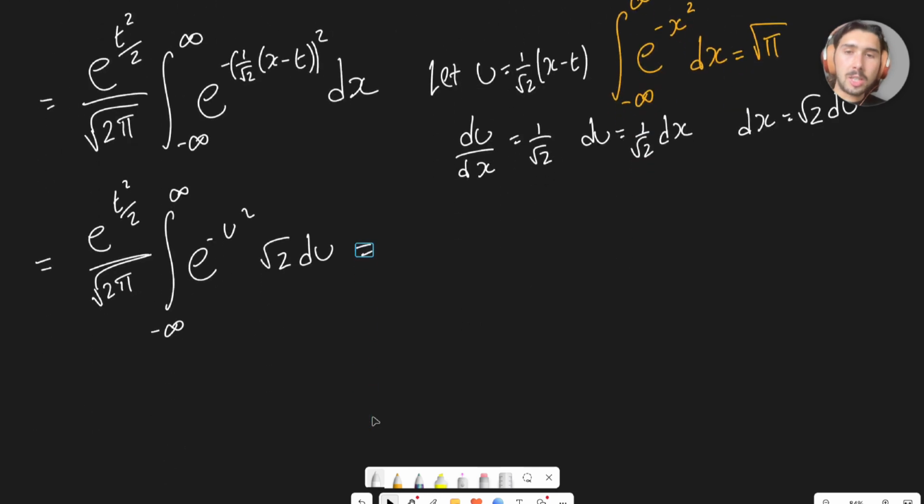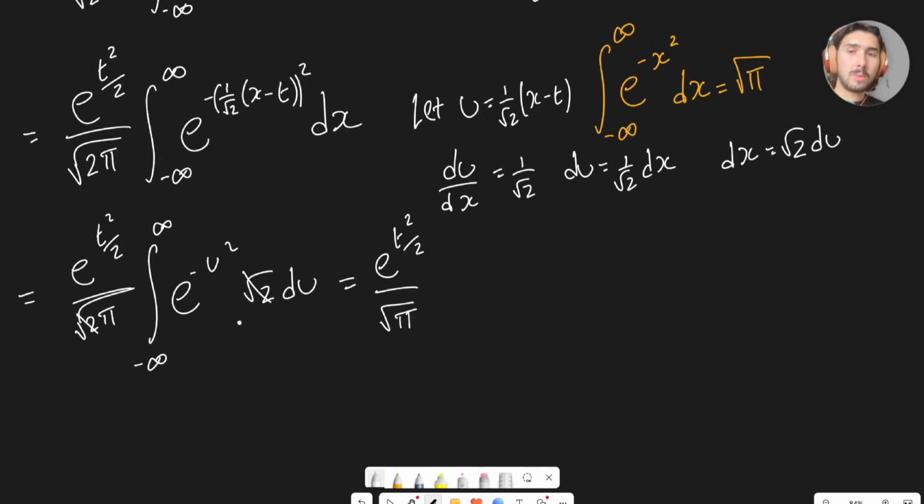Okay, and then you can see that this root 2 and this root 2 are going to cancel out. And what I'm going to end up with is e to the power of t squared over 2 divided by the square root of pi. And again, we can see that the integral that I'm dealing with is exactly the Gaussian integral. So it's the square root of pi as well. And obviously these cancel out. So I end up with e to the power of t squared over 2, just like that.